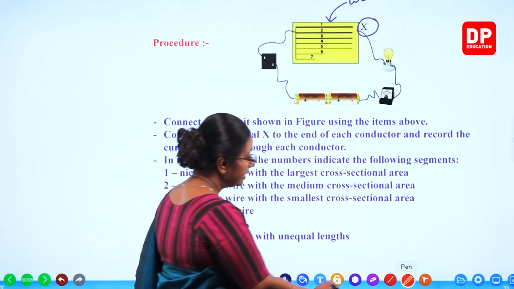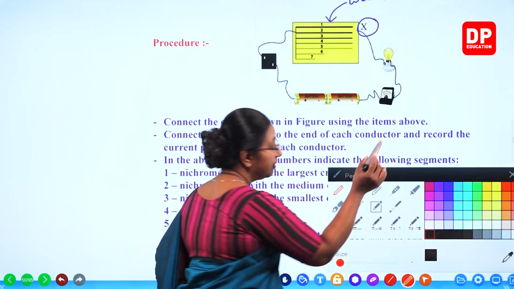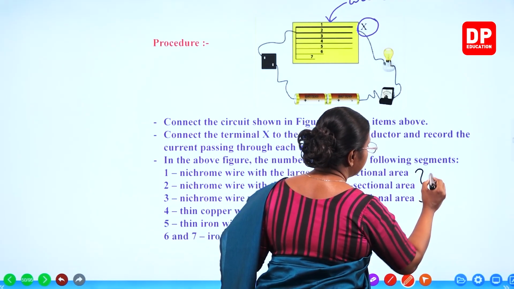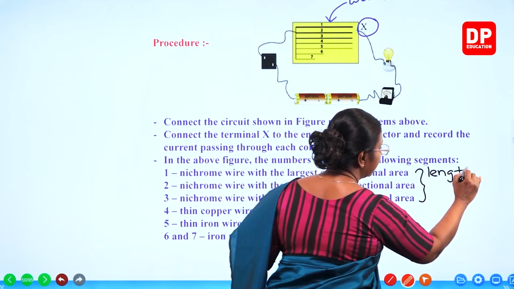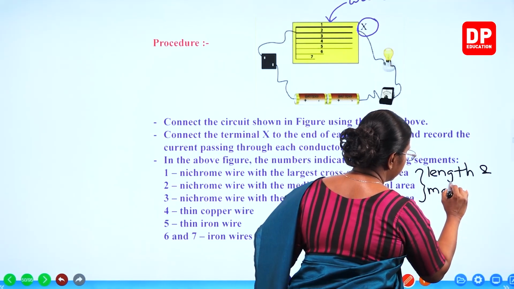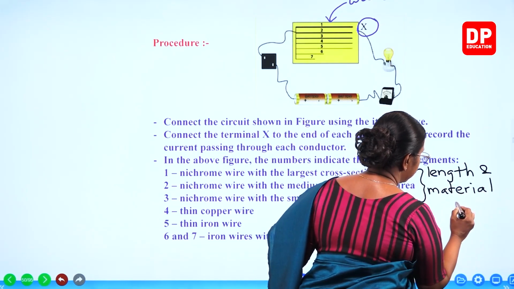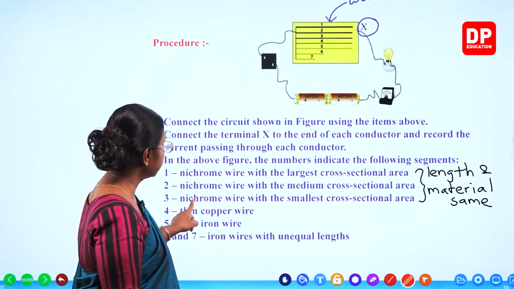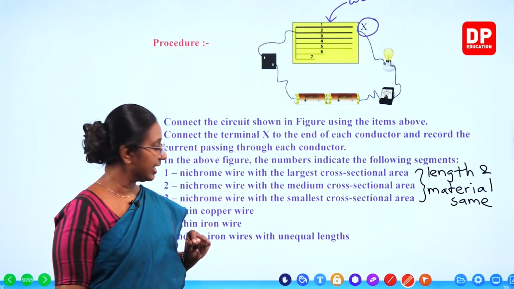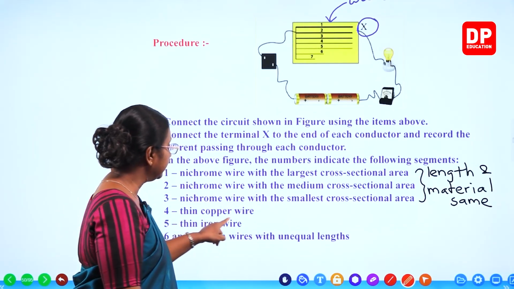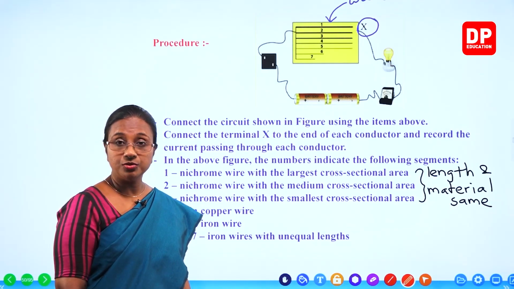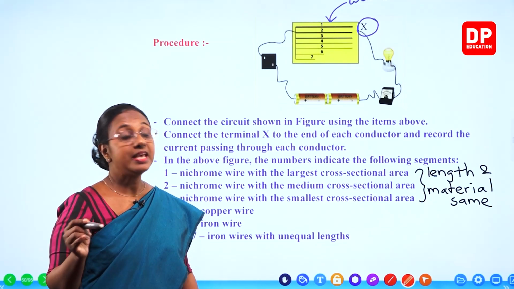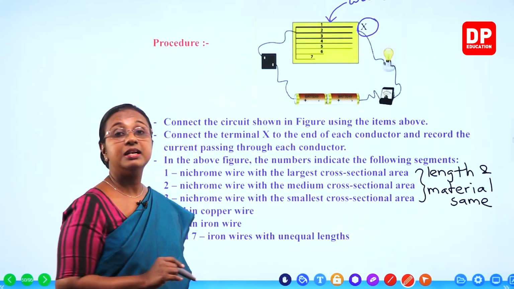So like I said, the first 3 are similar. We are testing the effect of cross-sectional area. So here, length and material same. Then 3, 4, 5. You can see nichrome wire with the smallest cross-sectional area. Then thin copper wire, thin iron wire. So I told you all, why thin? Because they need to have the same cross-sectional area, same length, but the materials are different.